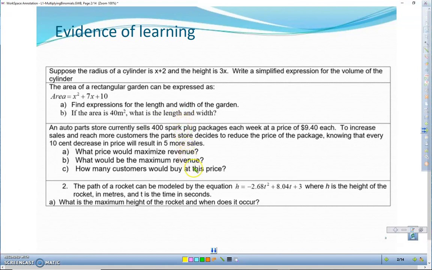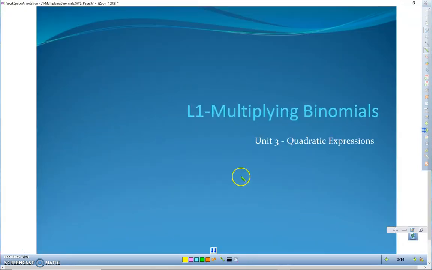And so on and so forth. So I leave these for you to read. But again, it's excellent evidence that if you can do these questions, you have a pretty good understanding of quadratic expressions.